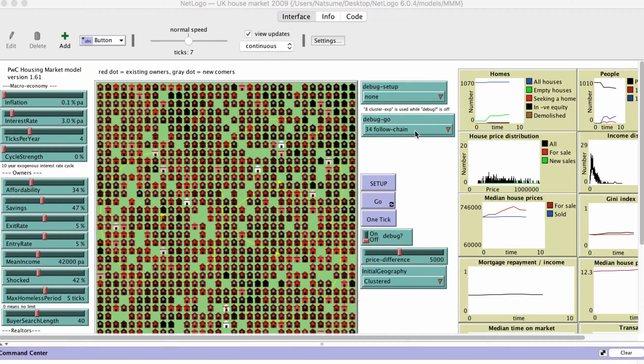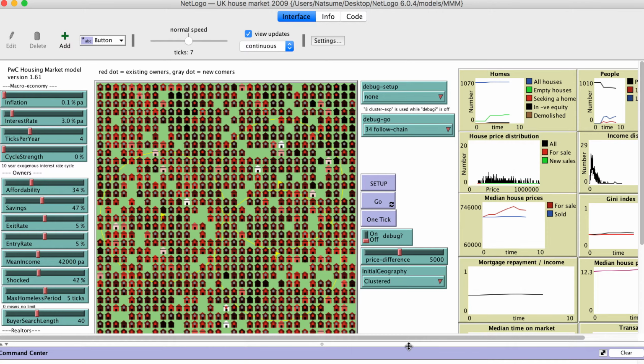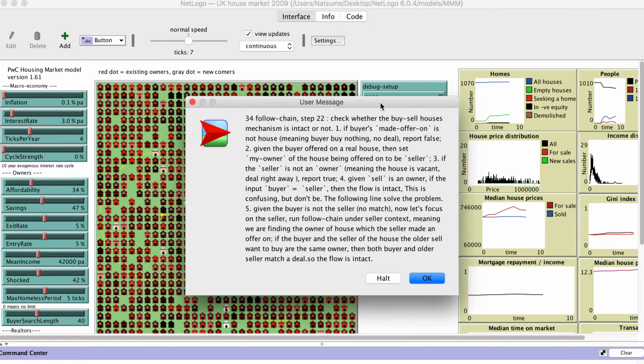In this video, we are going to look at the third part of the step function. The basic idea of this part is to check whether the buyer-seller house's mechanism is intact or not. If it is intact, then the deal can be done. If it is not, the deal will break. There will be no deal.